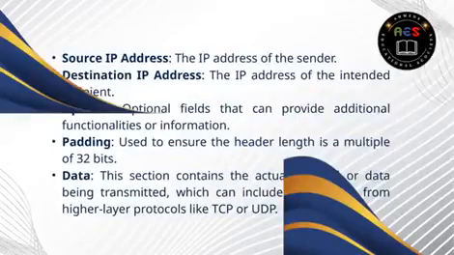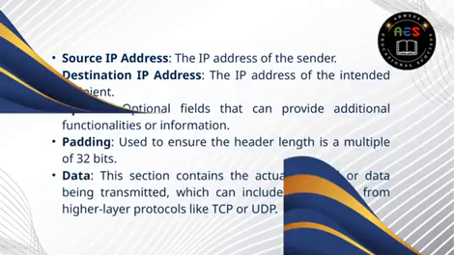Now let's take a closer look at the key components of an IP header. First, we have the source IP address, which is simply the IP address of the sender. This tells the recipient where the data is coming from. Next, there's the destination IP address, indicating the intended recipient of the data. Both of these addresses are essential for directing the packet through the network.